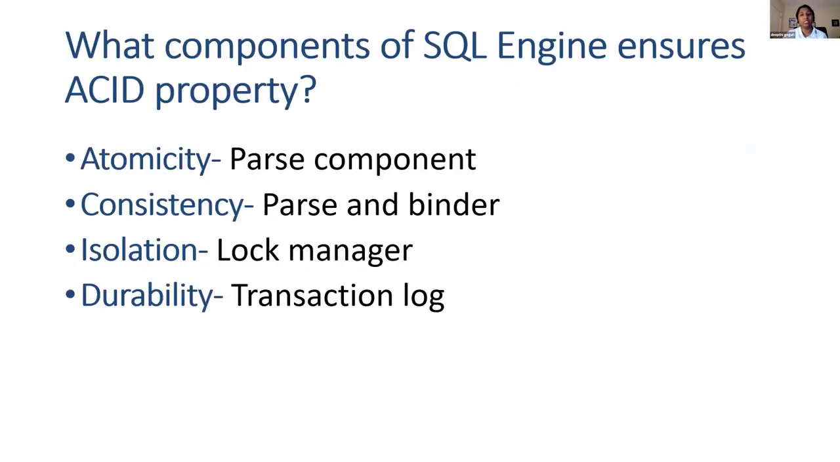So what components of the SQL engine ensure the ACID properties? Atomicity is really easy to ensure and it is taken care of by the parser component of the relational engine. Consistency is also very easy to ensure. It is taken care of by the parser and binder components of the relational engine. And if the atomicity, isolation, and durability properties are ensured, consistency will be automatically ensured. Isolation is all about the locking mechanism. It is taken care of by the log manager inside the storage engine. Durability is the toughest of all. It is taken care of by the transaction log inside the storage engine.